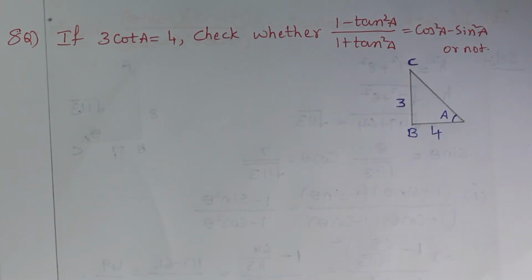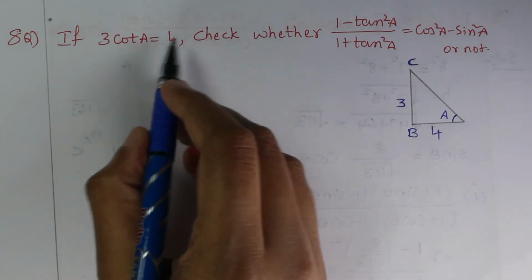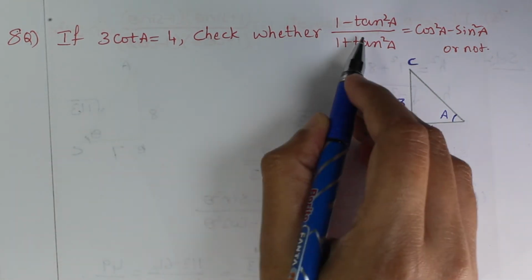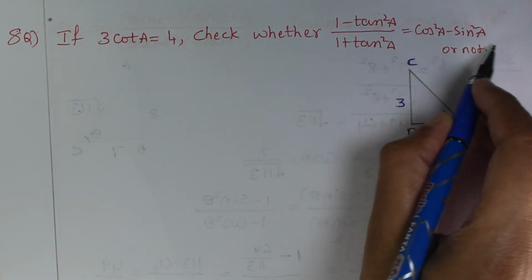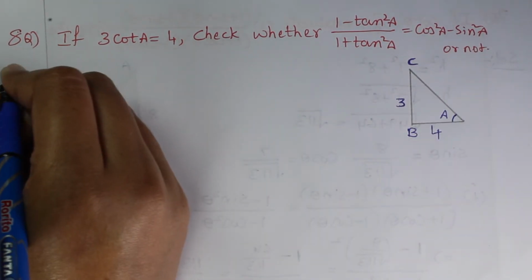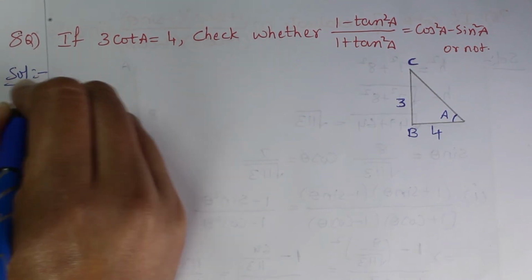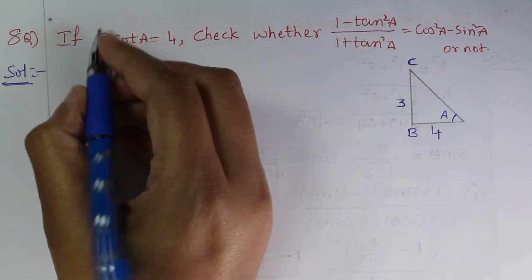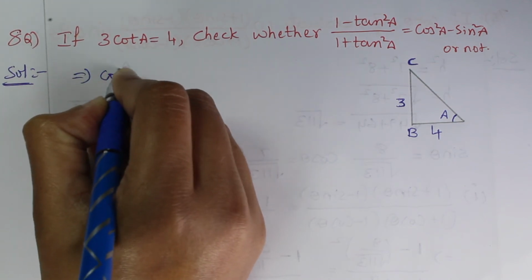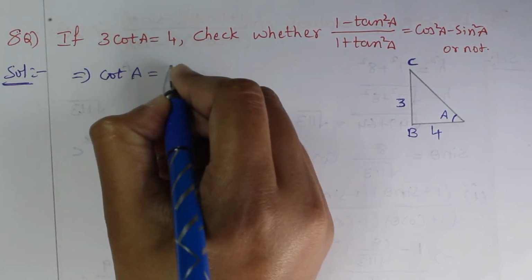So let's move to the 8th question. If 3 cot A is equal to 4, check whether (1 minus tan square A) divided by (1 plus tan square A) is equal to cos square A minus sin square A or not. So he has given that 3 cot A is equal to 4. That implies cot A is equal to 4 by 3.